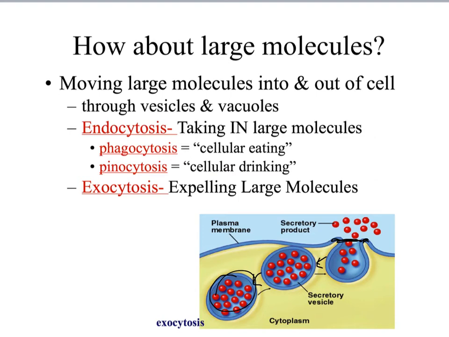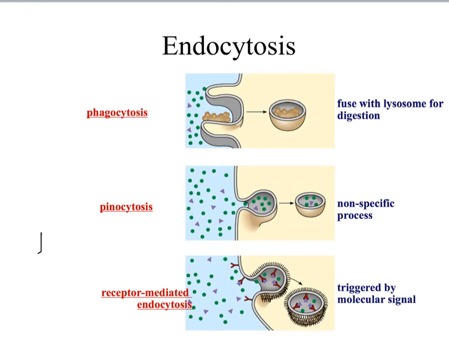So endocytosis is the taking in of large molecules, and exocytosis is the expelling or letting go of large molecules. You need to know those two vocabulary words. Nothing to write down on this slide, just giving you a visual of the different types of endocytosis, but we're not going to be required to know those.